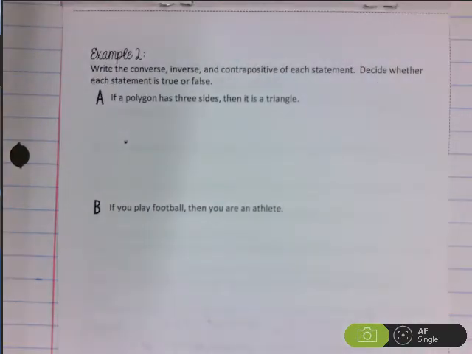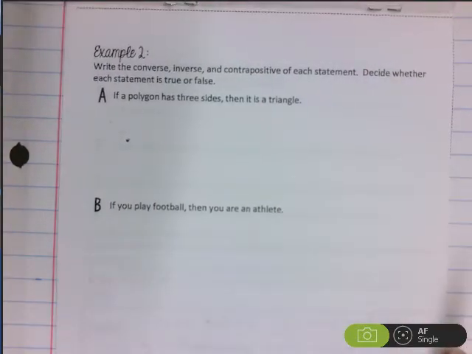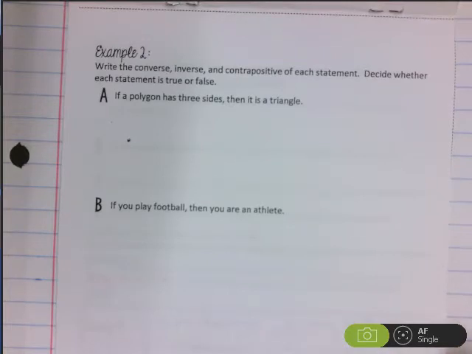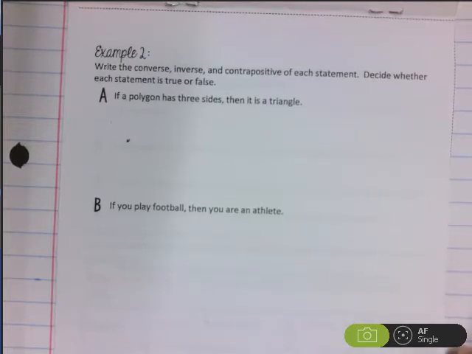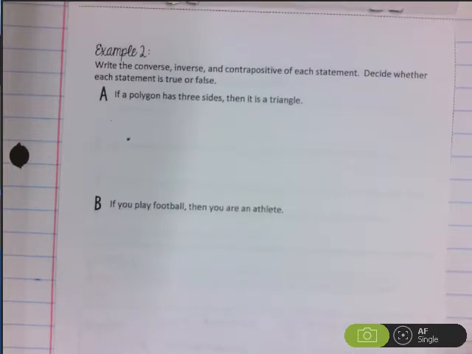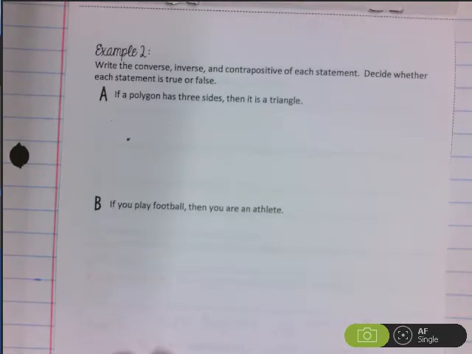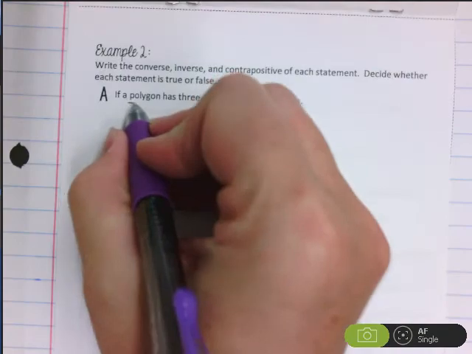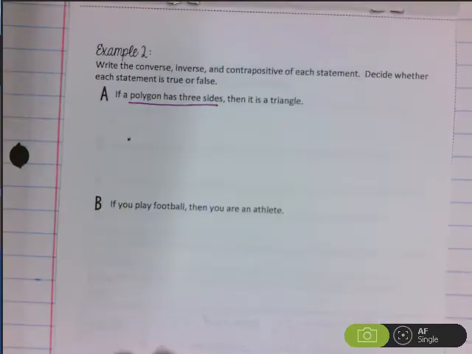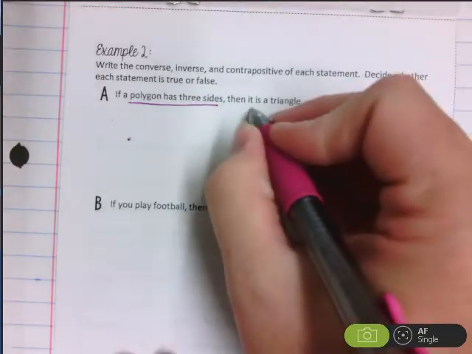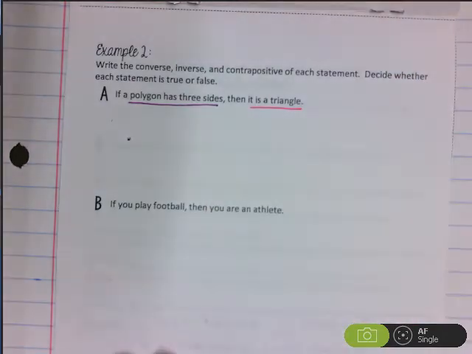The example we have on this one says we're going to write the converse, then the inverse, then the contrapositive for each statement. Then we're going to decide if each statement is true or false. So we're going to write them first, then decide. Okay, so the first one says if a polygon has 3 sides, then it is a triangle. Our hypothesis is a polygon has 3 sides. Our conclusion, then it is a triangle.